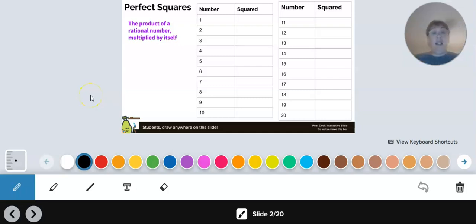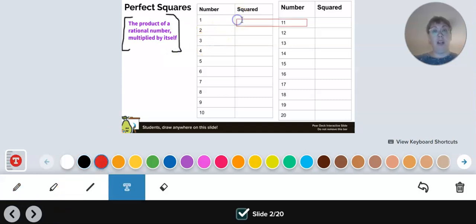What we're going to see a lot in this lesson are perfect squares. So this is when you take the product of a rational number and multiply it by itself. So for the first one, for 1, to get it squared, we're doing 1 times 1, which equals 1. Perfect. The second one, 2 times 2 is 4. 3 times 3 is 9, and we're just filling this chart in.